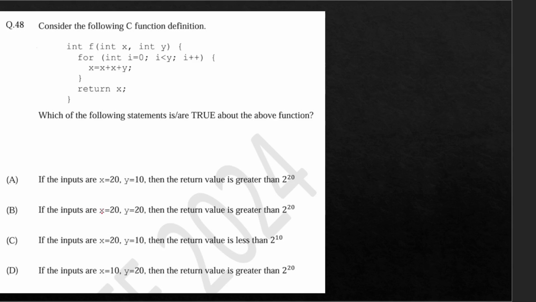If the inputs are x equals 20, y equals 20, then the return value is greater than 2 to the power 20. If the inputs are x equals 20, y equals 10, then the return value is less than 2 to the power 10. If the inputs are x equals 10, y equals 20, then the return value is greater than 2 to the power 20. So, what we have to see here, we have to let something, okay? So, we can do like this.